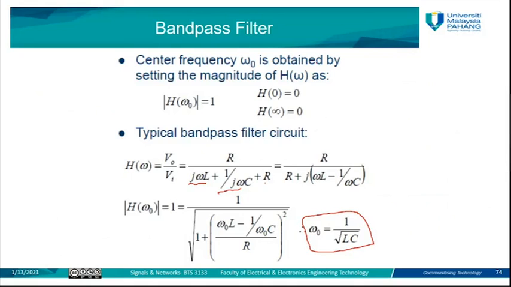The band pass filter here has H0 equal to 0 and H infinity equal to 0. Why? Because it only passes in this range. At the zero point there is no magnitude, and at the infinity point there is no magnitude. Okay? So if you have H0 equal to 0 and H infinity equal to 0 for the magnitude of the transfer function, that means you have a band pass filter.